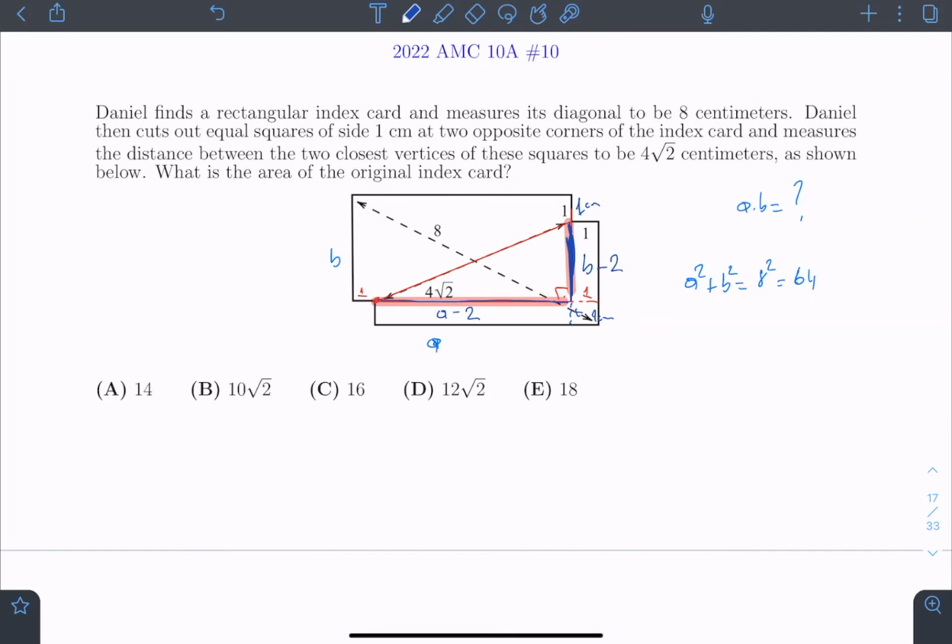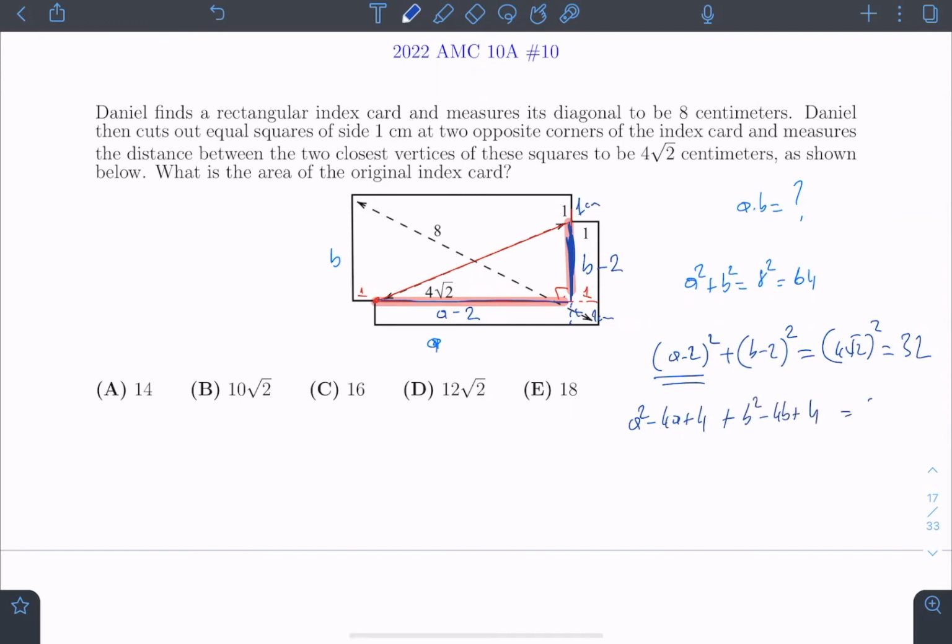So if we apply the Pythagorean theorem, A minus 2 squared plus B minus 2 squared is equal to 4√2 squared. 4√2 squared is 4√2 times 4√2, which is 4 times 4, 16. √2 times √2 is 2, 16 times 2 is 32. Then if we expand this parentheses, we are going to have A squared minus 4A plus 4, and B squared minus 4B plus 4 is equal to 32.